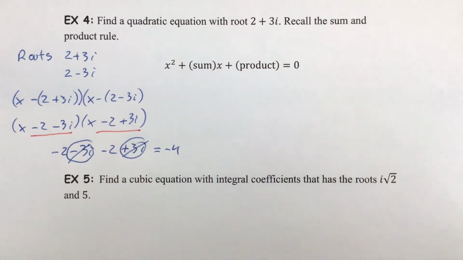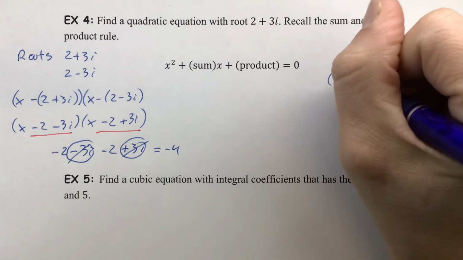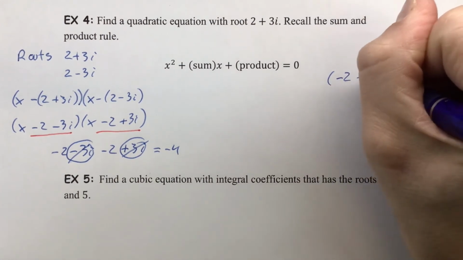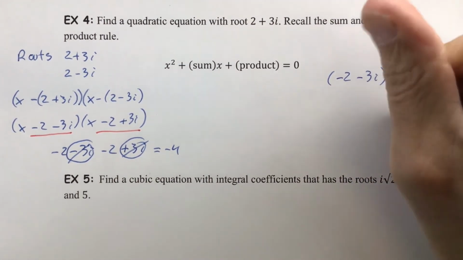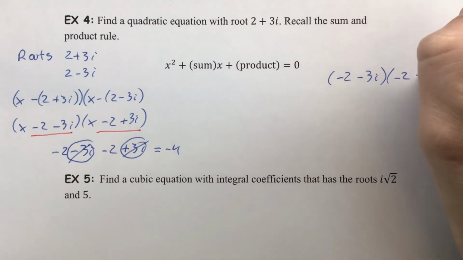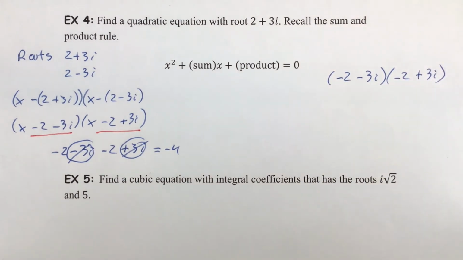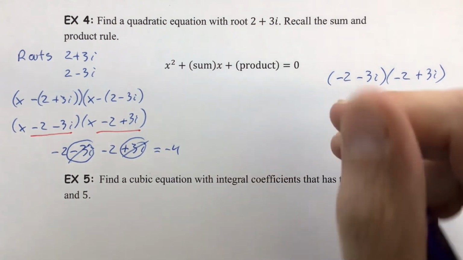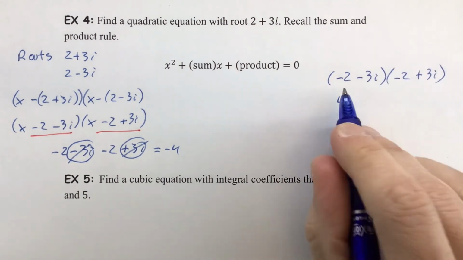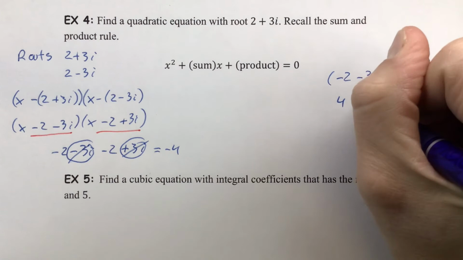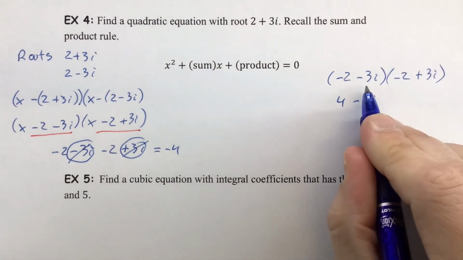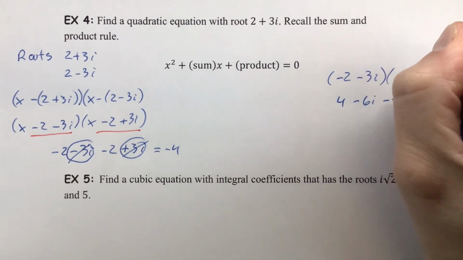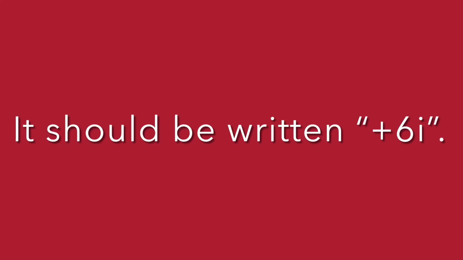All right, so the product is going to be negative 2 minus 3i times negative 2 plus 3i. As we multiply, you get a positive 4. You also get a negative 6i. You get a positive 6i. Those will cancel.